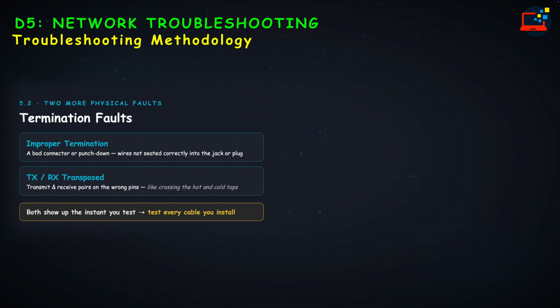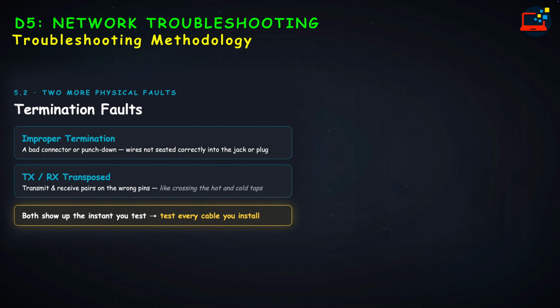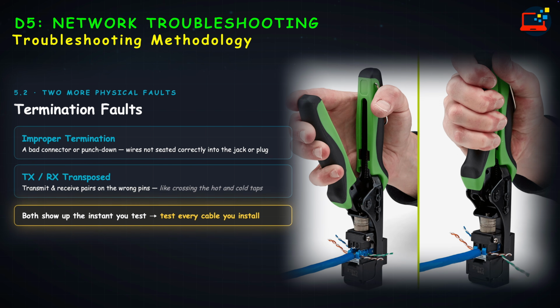2 more physical faults round out the cable problems. Improper termination is a bad connector or a bad punchdown where the wires were not seated correctly into the jack or the plug. And transmit-receive transposed, where the transmit and receive pairs are wired to the wrong pins, is like crossing the hot and cold taps so nothing comes out the way you expect. Both show up the instant you test the cable, which is exactly why you test every cable you install.